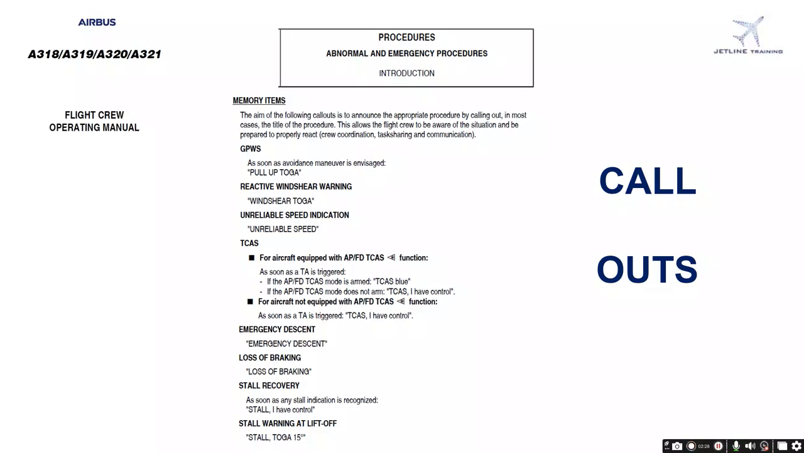And important thing is to know how to call for the memory items. This can be also found in the FCOM in introduction chapter callouts. And here you can see, for example, for GPWS, you just simply call pull-up toga, for reactive wind shear toga, unreliable speed indication, unreliable speed, and etc.